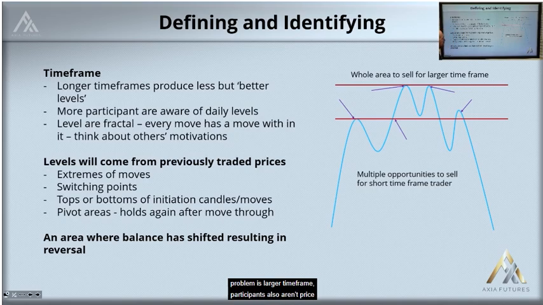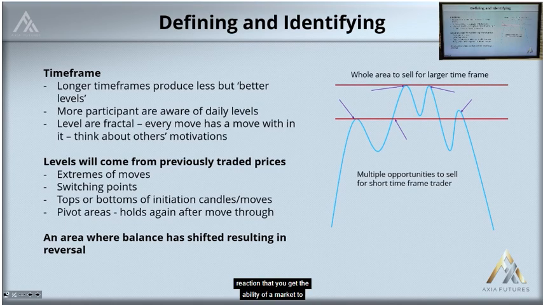The problem is, larger time frame participants also aren't price specific. So they don't mind being able to say that actually their level is perhaps anywhere between these two red lines. And so yes, it may well be a stronger level, but it also has much greater variance of prices. And we'll cover this a little bit more when we look at when exactly is a level broken and trying to determine that. So time frame does matter.